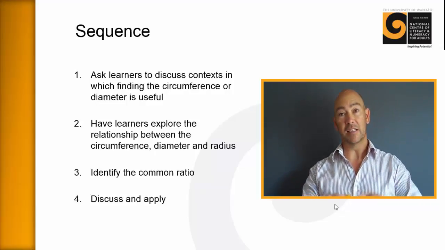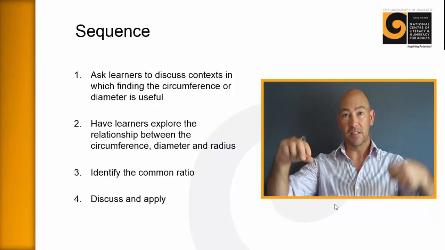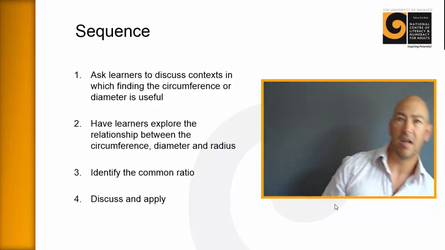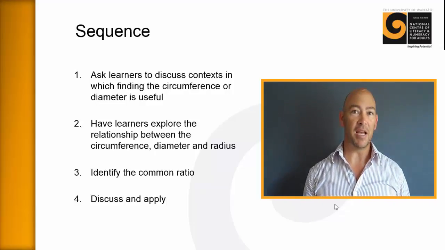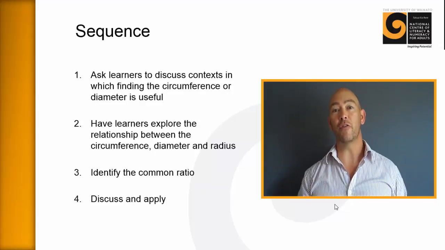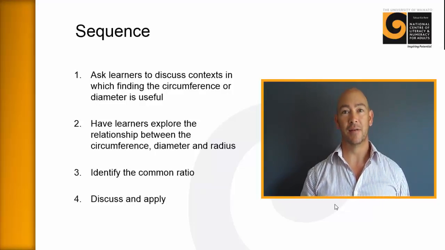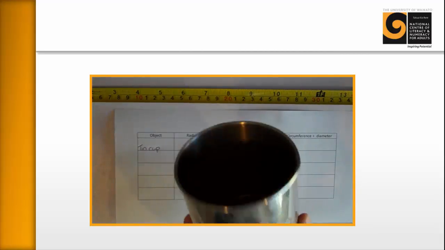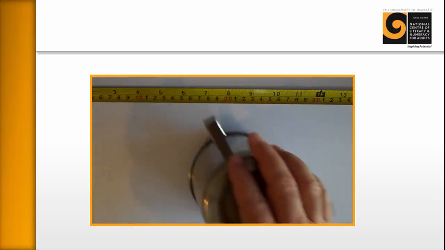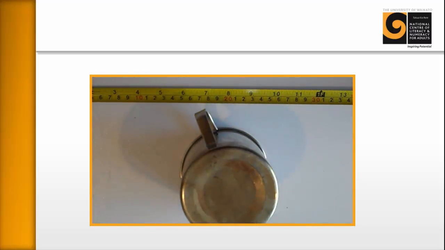What they're going to need is a measuring tape, some string, and a whole lot of different things that they can measure: tin cups, pots and pans, rubbish bins, whatever you can find that's circular and in different sizes. Here we go. So the idea is you hand out for your learners a sheet of paper like this. It has a column for objects, in this case a tin cup. But ideally you'd want your learners to have 5 or 6 different objects that they could explore this with as well and fill into the form.